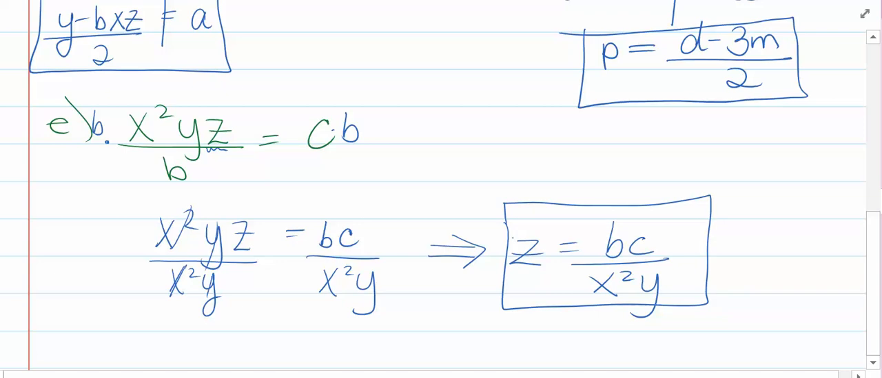Go ahead and try the checkpoint. You'll have a couple more problems like this. If you have any questions, feel free to ask me.